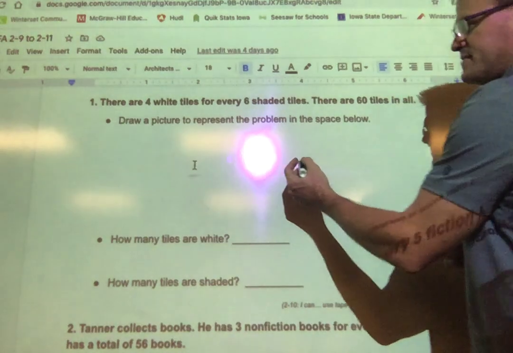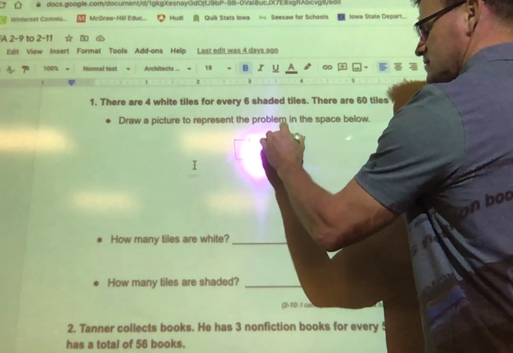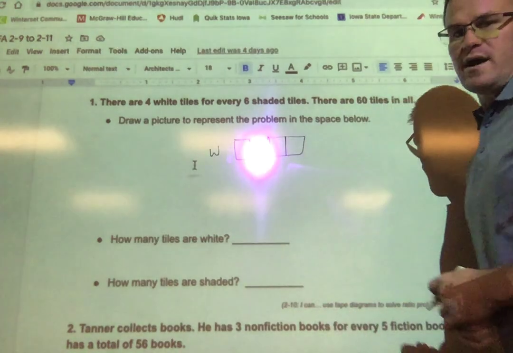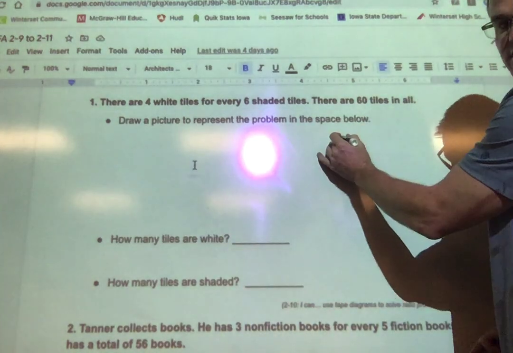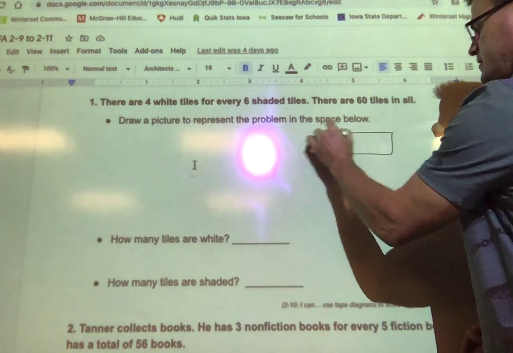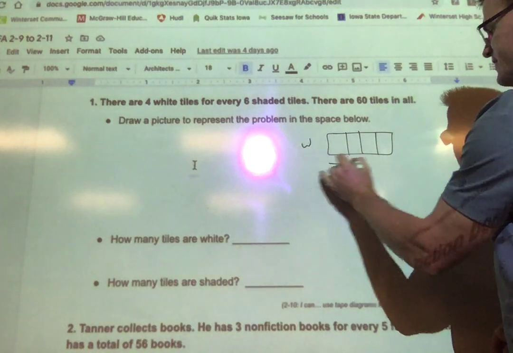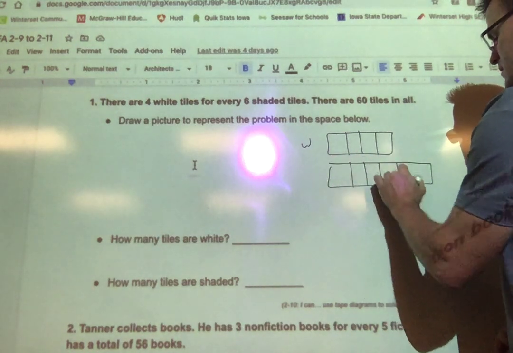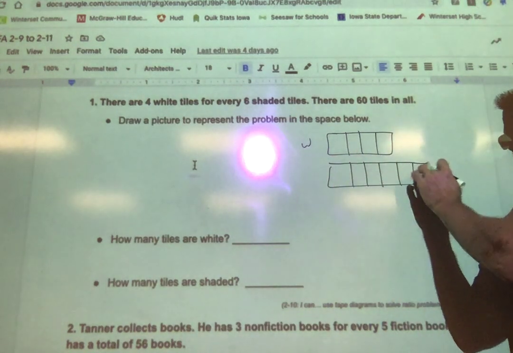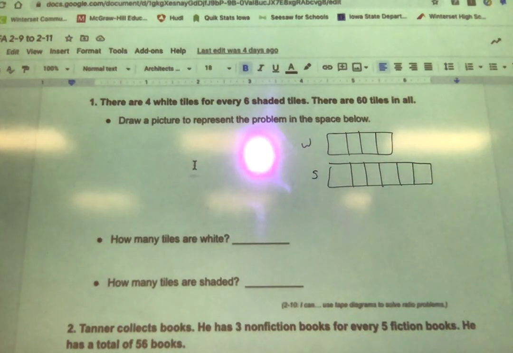So I'm going to just do a tape diagram, and we're going to do 4 white tiles, and I'll label this W for white. It's kind of tough to see there, we've got it right in the light, so I'll move it over here. All right, so we've got 4 white to every 6 shaded. Alright, so I've got them labeled from white to shaded there with my pieces of tape. And it says there's 60 tiles in all.